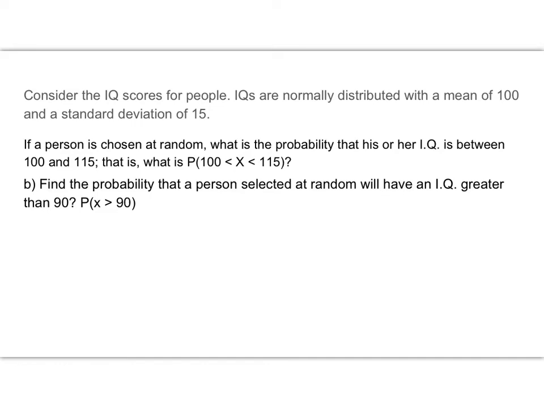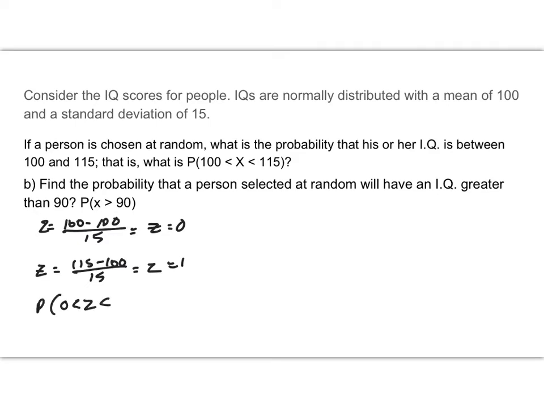Well, if you continue to do it the way we've been doing it, you would have to find a z-score for 100. So we'd find 100 minus 100 divided by the standard deviation, which would give us a z-score of 0. And then you could find the z-score for 115. Divide by the standard deviation, and we get z equal to 1. So we'd be looking for the probability of z greater than 0 but less than 1.